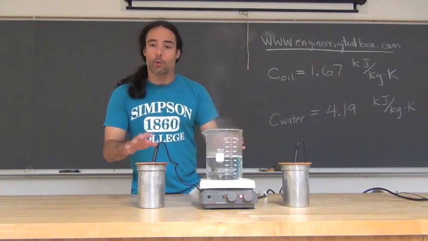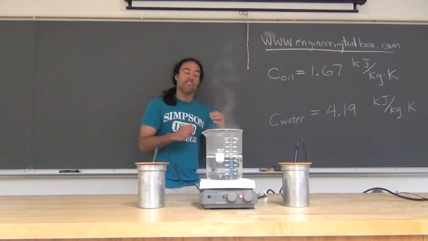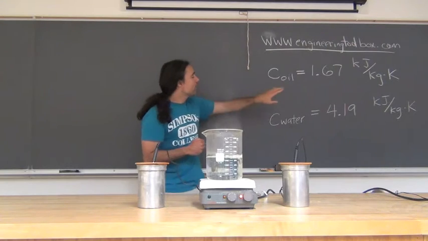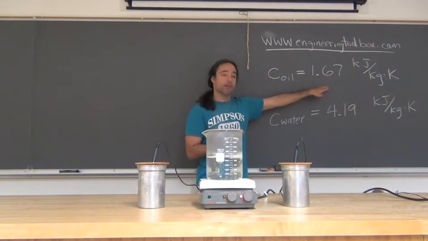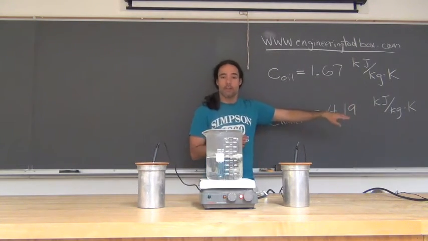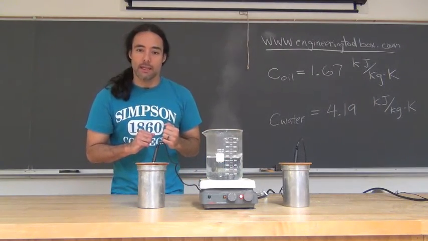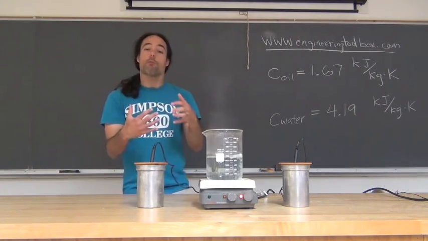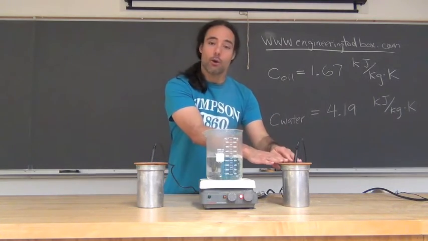So, back to our oil and water experiment. Why did the oil heat up more than the water? Well, if I look at the specific heat values for oil and water, I see that oil is about 1.67 kilojoules per kilogram per Kelvin. And I see that water is about 4.19 kilojoules per kilogram per Kelvin, which means that water has a bigger capacity for storing heat. What that means is that my water can absorb more heat without its temperature rising as much as my oil will.